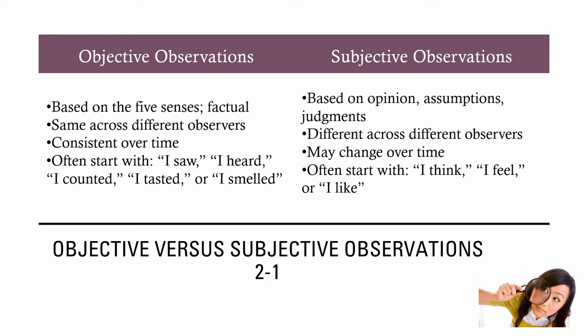Objective observations tend to be consistent over time, whereas subjective observations may change over time. Objective observations often start with I saw, I heard, I counted, I tasted, or I smelled. Subjective observations often start with I think, I feel, or I like.